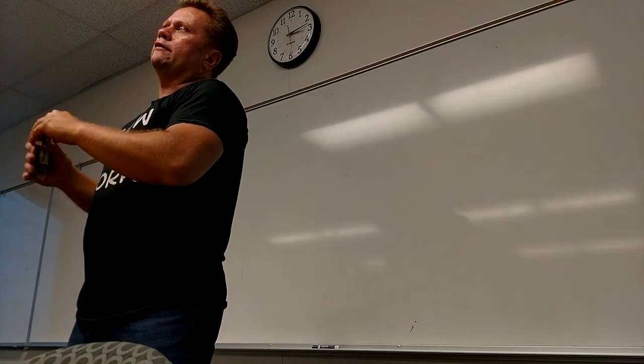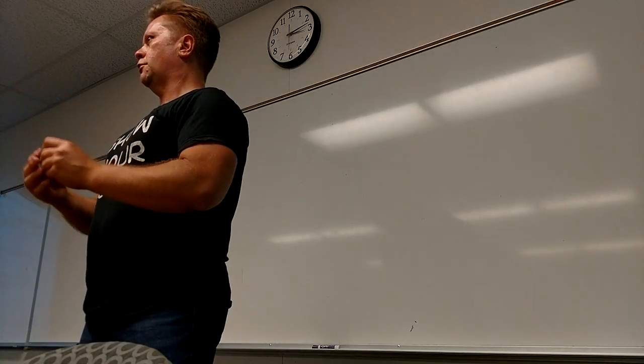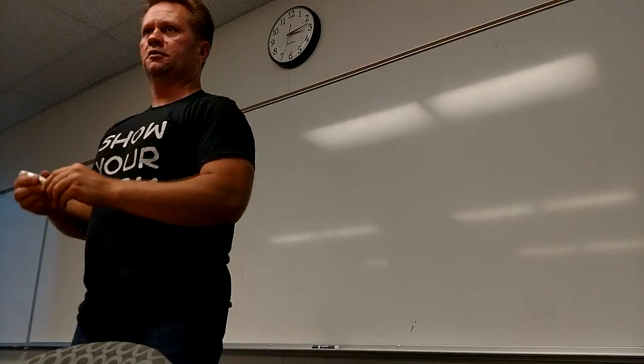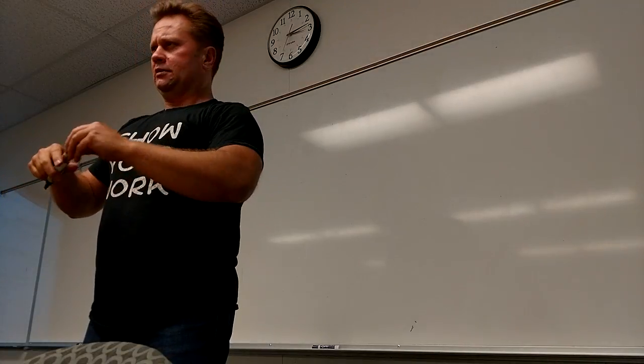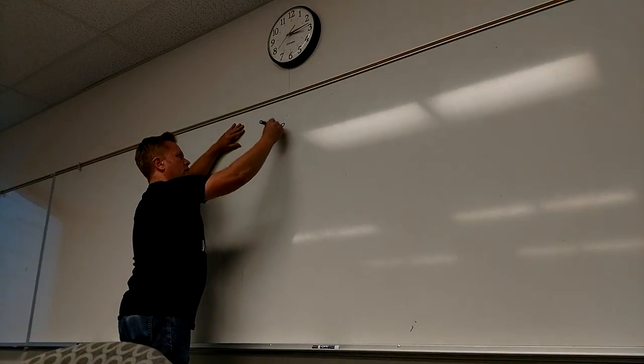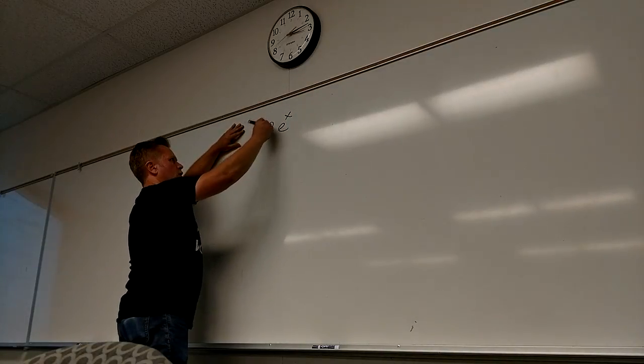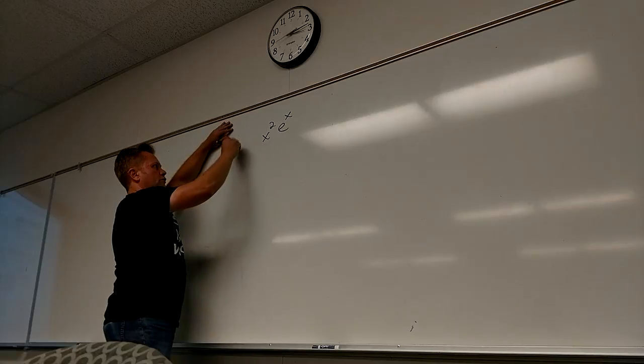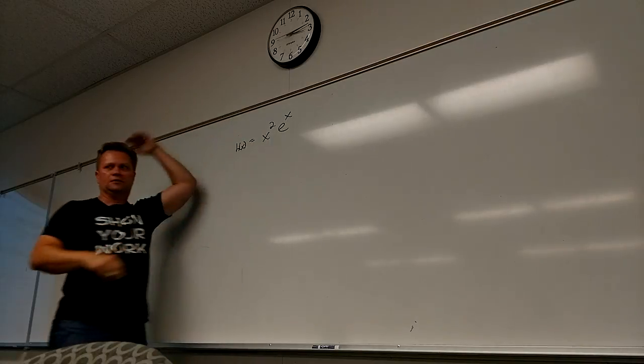Just how would it work if I had a function times another function? What would that derivative look like? You guys get what I'm saying? So if I know how to take the derivative of e to the x, and I know how to take the derivative of x squared, how would I take the derivative of x squared times e to the x? That's what I'm saying.